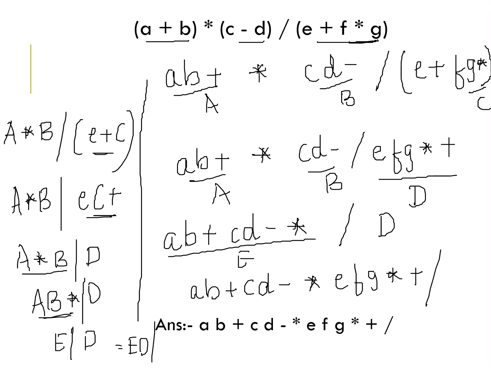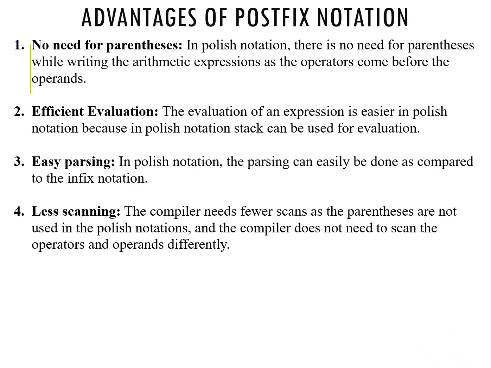Let us see the answer on the slide. It is AB plus CD minus star EFG star plus divide. Yes, the answer is correct. If you practice the way I have taught you, I assume it will be very easy for you, but make sure the practice doesn't stop. It is always practice which will help you to get mastery on this concept.